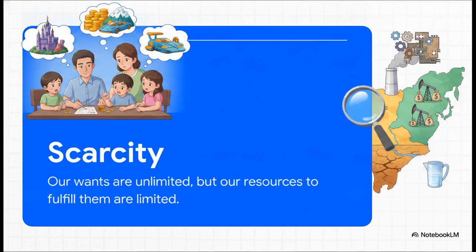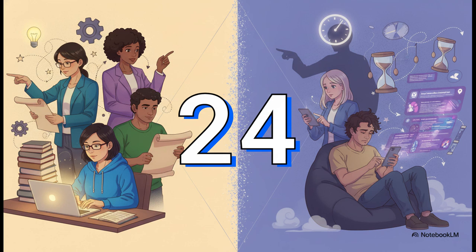And this isn't just a personal thing. It scales all the way up. A family figuring out their monthly budget at the kitchen table faces scarcity, sure, but so does a massive, wealthy nation sitting on oceans of oil if they don't have enough clean drinking water or tech infrastructure. And hey, it's not always about money, right?